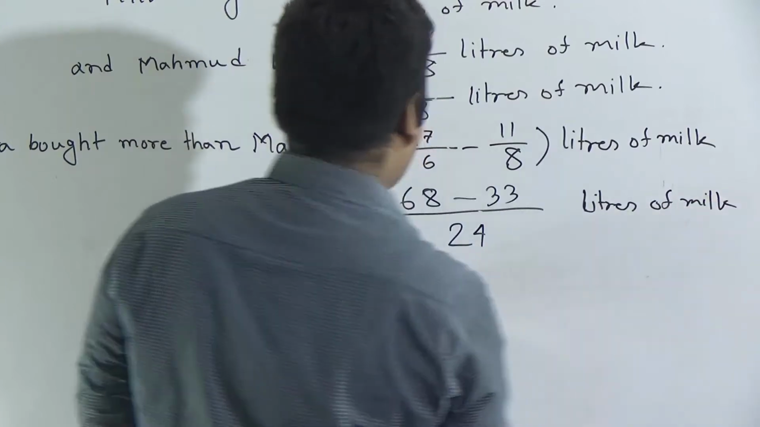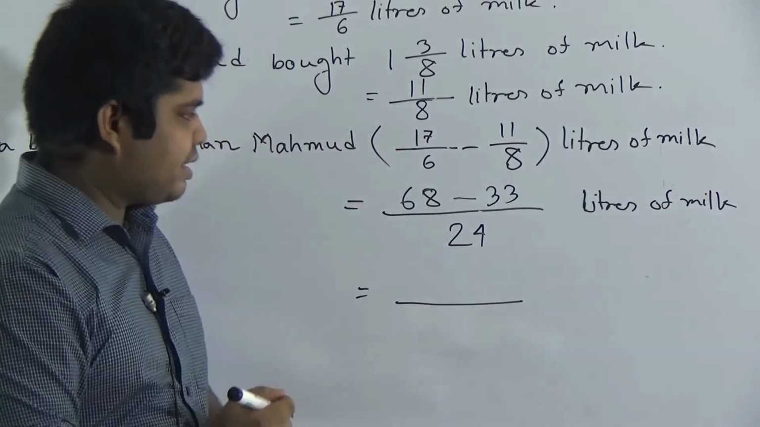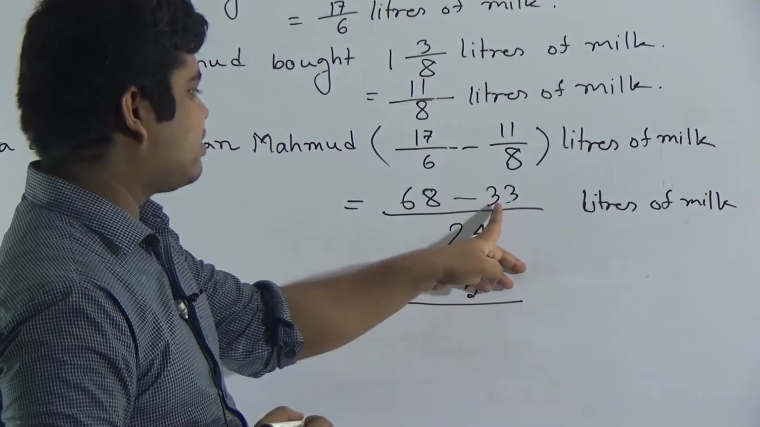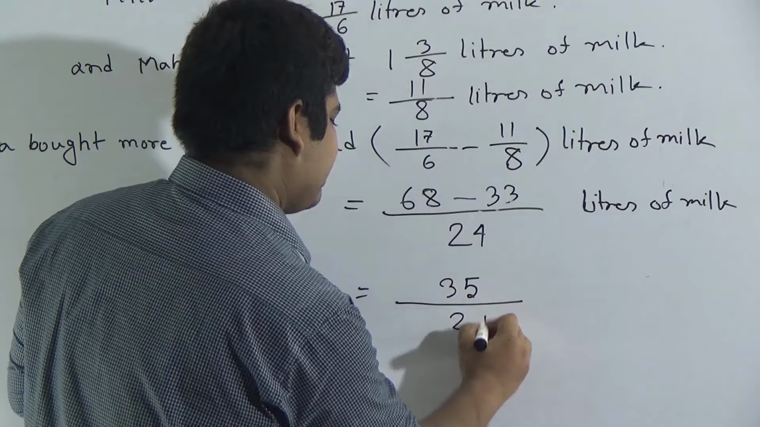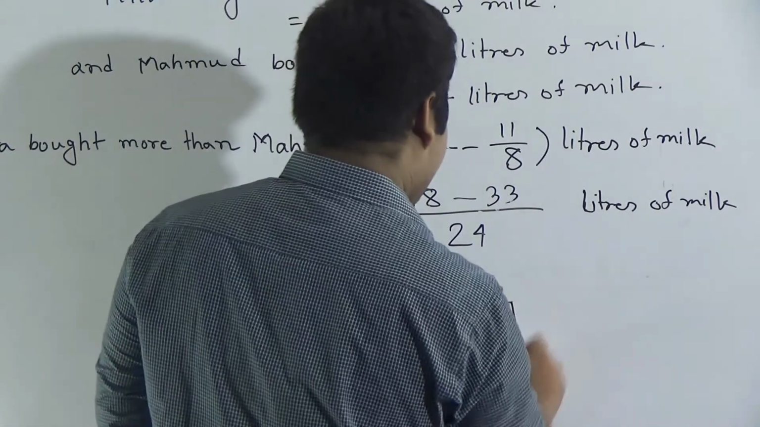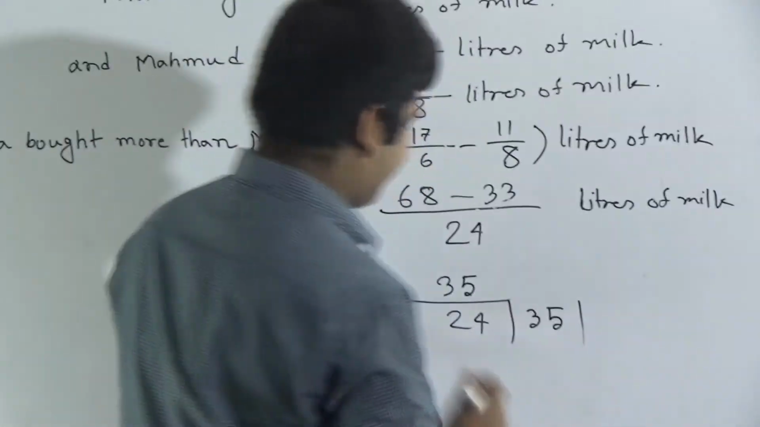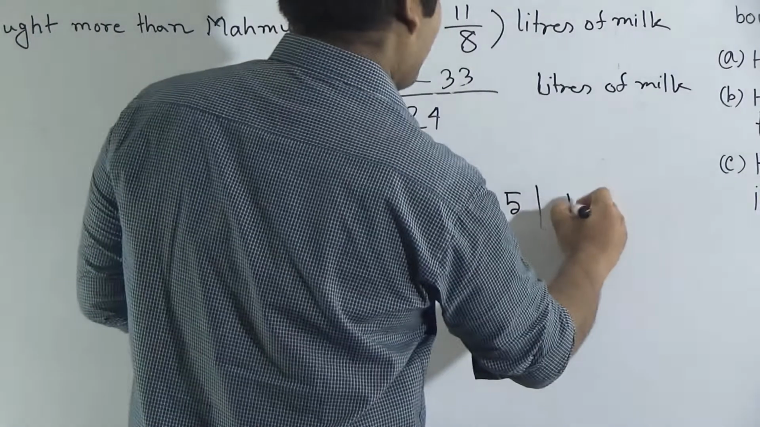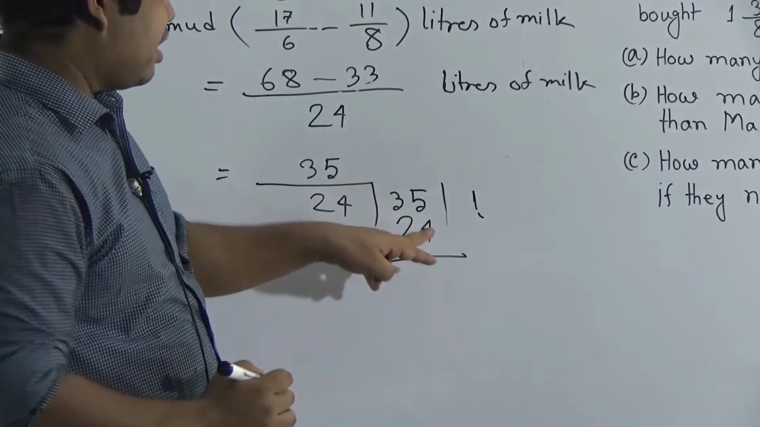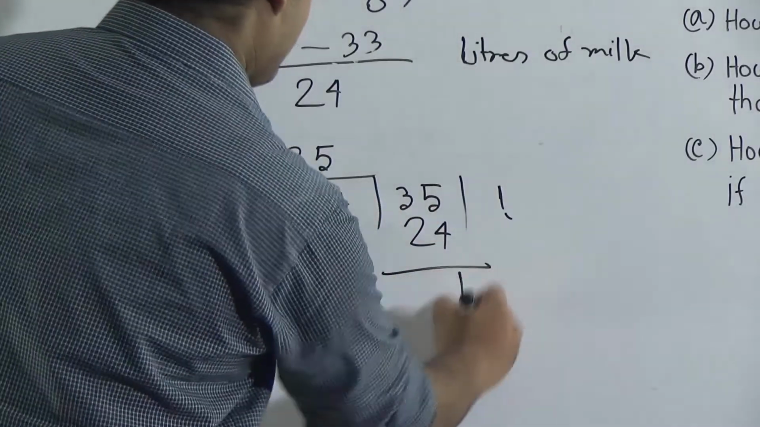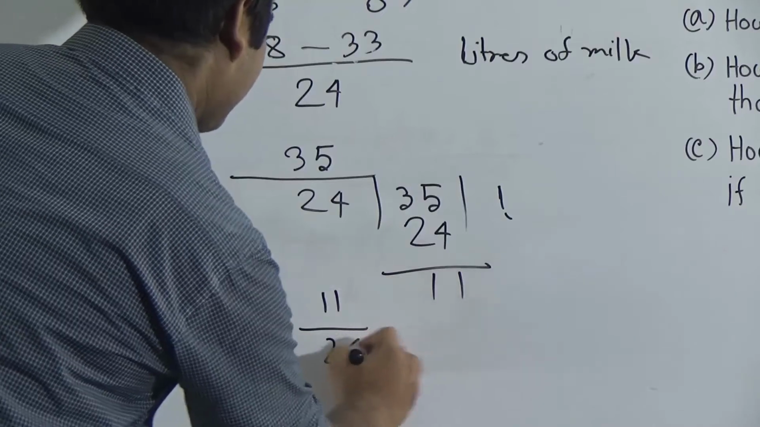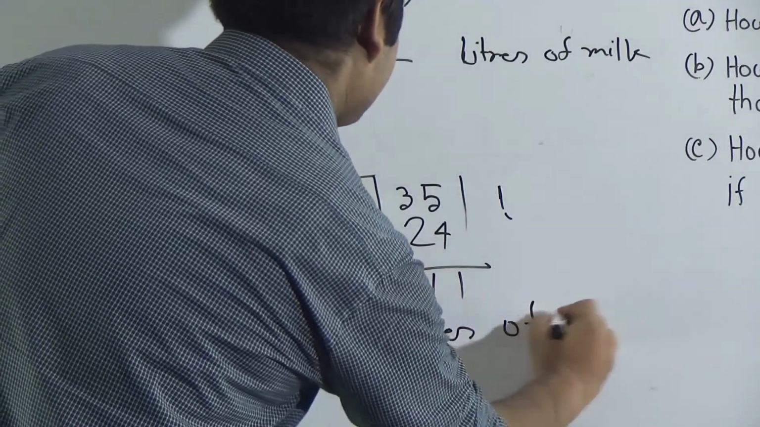Now we subtract. If we subtract 3 from 8 we get 5. If we subtract 3 from 6 we get 3. 35 by 24. This is an improper fraction also. We divide now to make it a mixed fraction. In 35, 24 goes 1 time, so we write 24 and subtract 24 from 35. If we subtract 4 from 5 we get 1, 2 from 3 we get 1. So we write 1 into 11 by 24 liters of milk.